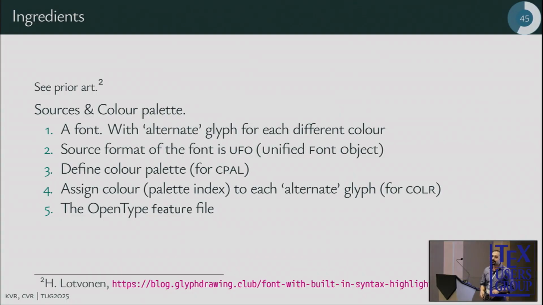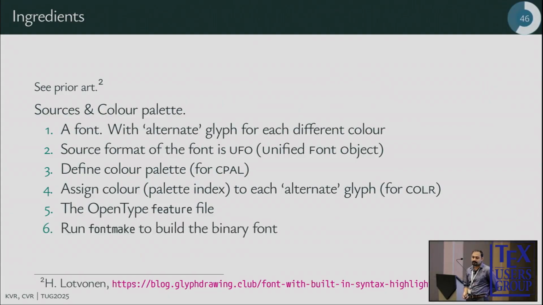And then, of course, you need an OpenType feature file which actually writes the rules of how the syntax highlighting should or could happen. Once we have all these ingredients, you could simply run FontMake, and it will build the binary font in either OTF or TTF format. And from the OTF format, it's fairly straightforward to generate web font format using the fonttools.